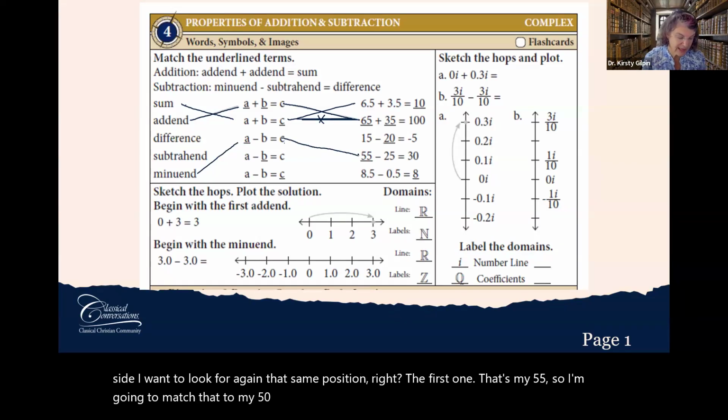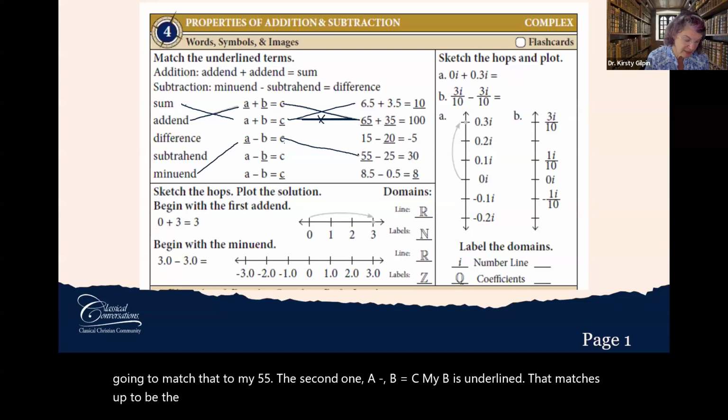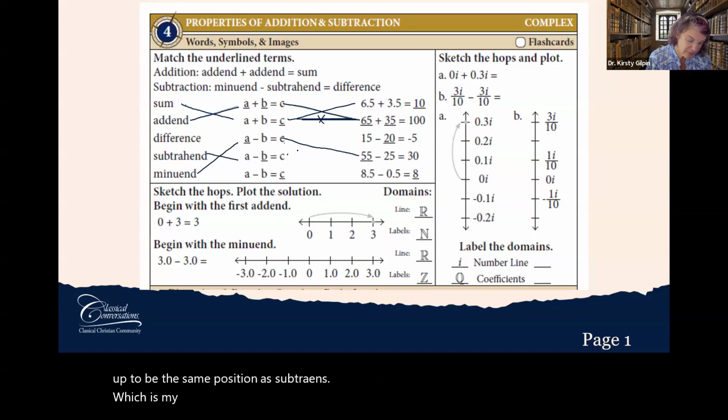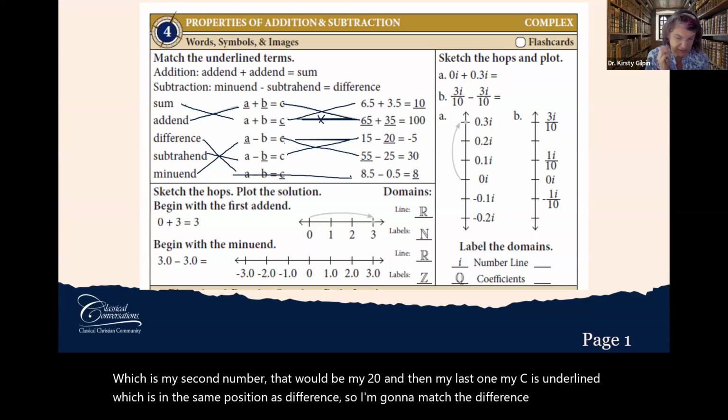The second one, A minus B equals C, has my B underlined. That matches up to be the same position as subtrahend, which is my second number. That would be my 20. And then my last one, my C is underlined, which is in the same position as difference. So I'm going to match that to difference and to my 8.